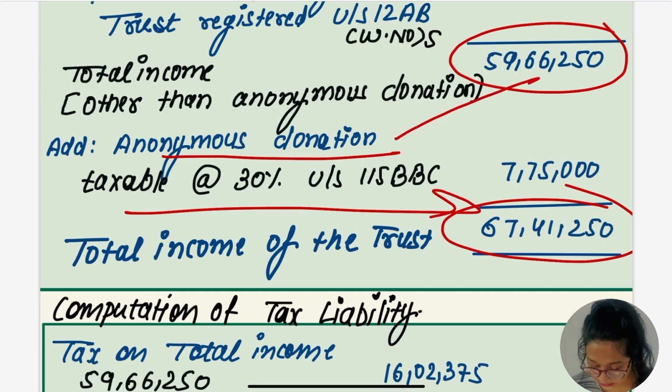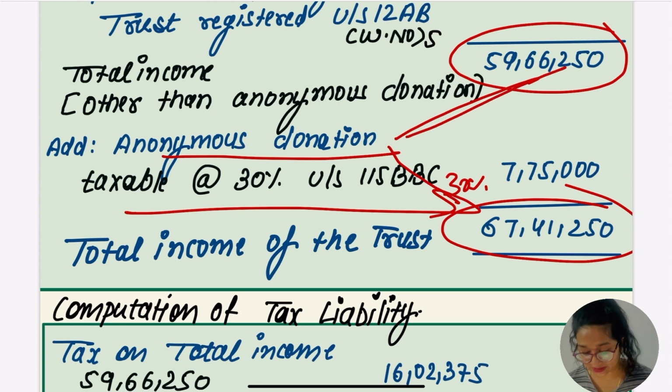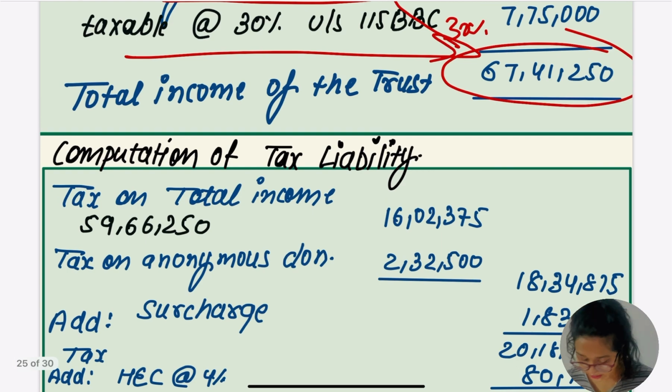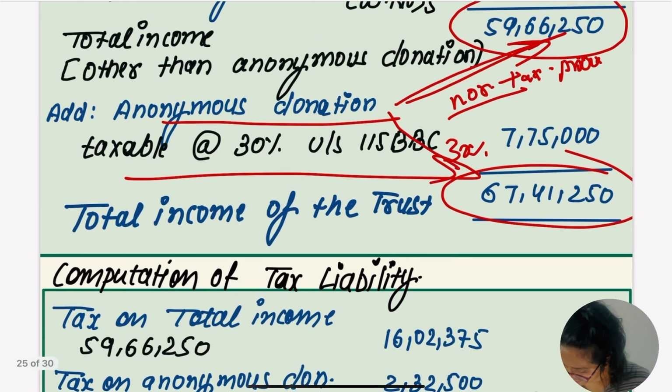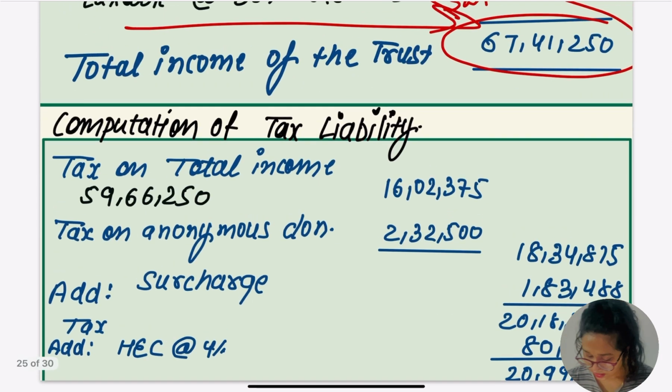This part is flat taxable at the rate of 30%. What about this part, 59,66,250? It is going to be taxable under the normal tax provisions. So let's take out the tax liability on 59,66,250. It is going to be 16,02,375.